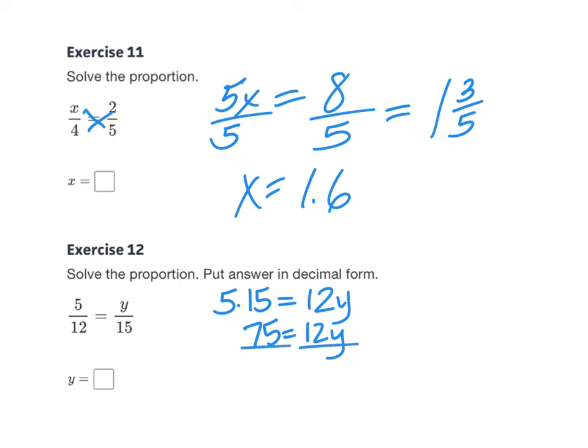Need to isolate that y, so I'm going to divide by 12, both sides. These cancel out. Y is left alone. 75 divided by 12 equals 6 and 25/100ths.